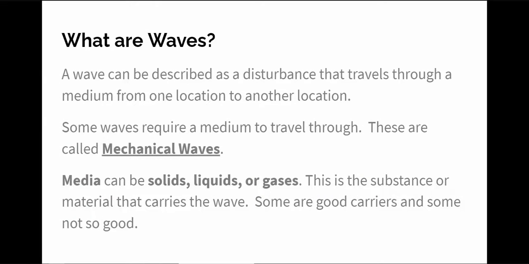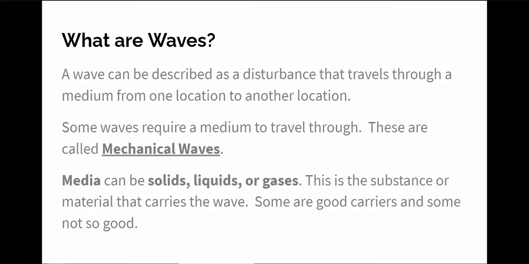So, to start us off, it gives us a couple of definitions. It says, okay, what is a wave? Well, a wave can be described as a disturbance that travels through a medium from one location to another. So it goes from point A to point B, and it's some sort of repeating disturbance.